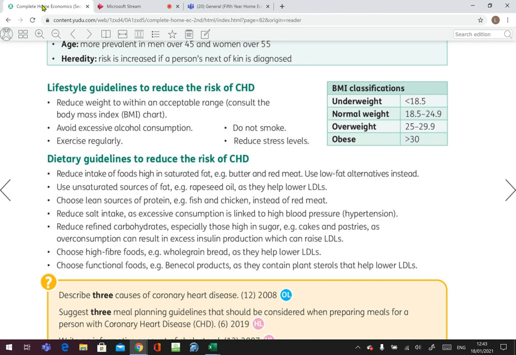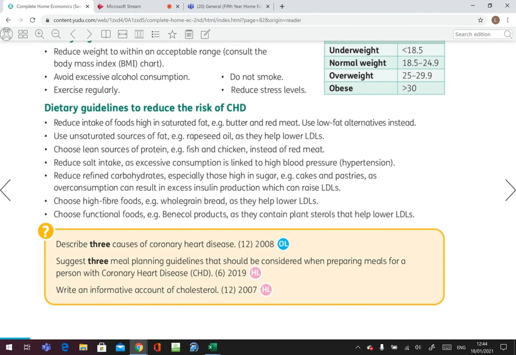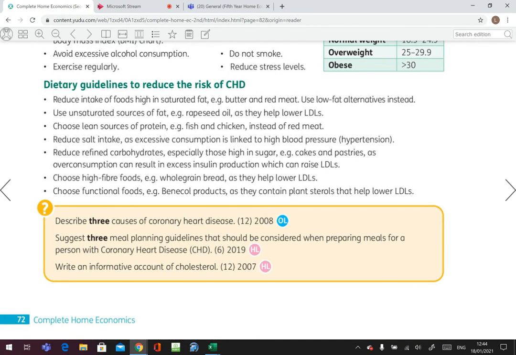Choose your high fiber foods like whole grain breads. What fiber does is it connects itself as well to LDL cholesterol, and fiber takes everything out of the body. So it will also take out that LDL cholesterol, which is good. A high fiber diet lowers cholesterol. And choose your functional foods such as Benecol, and these contain plant sterols, and these help lower LDL cholesterol as well. Okay, so that's our coronary heart disease.